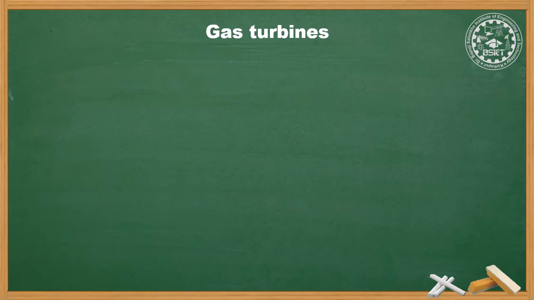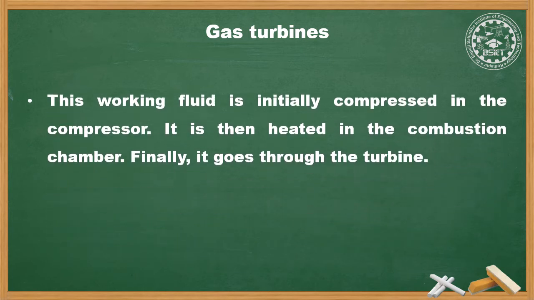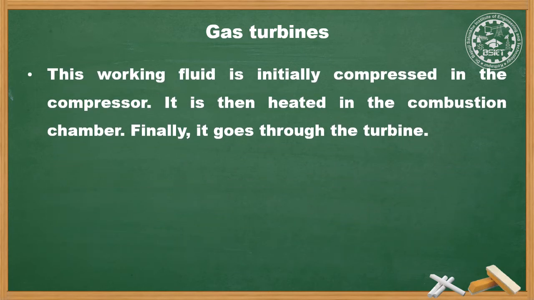The gas turbine obtains its power by utilizing the energy of a jet of burnt gases and air. The velocity of the jet is absorbed as it flows over several rings of moving blades which are fixed to a common shaft. This working fluid is initially compressed in the compressor.